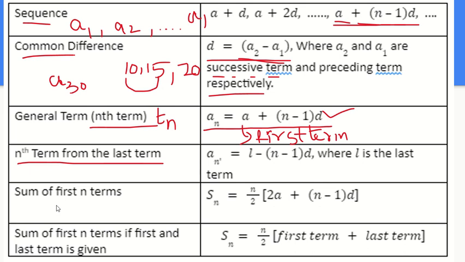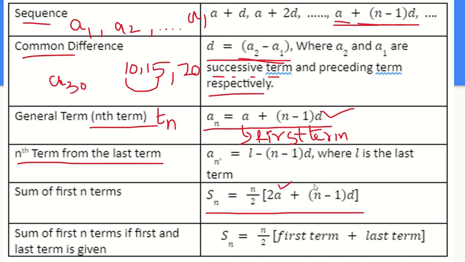Right? So the sum of the first n terms. If I want to find out the sum of the terms, what is the formula? I can use it over here. Sn equals n by 2 into (2a plus (n minus 1) into d). Here, as you know, what is a?